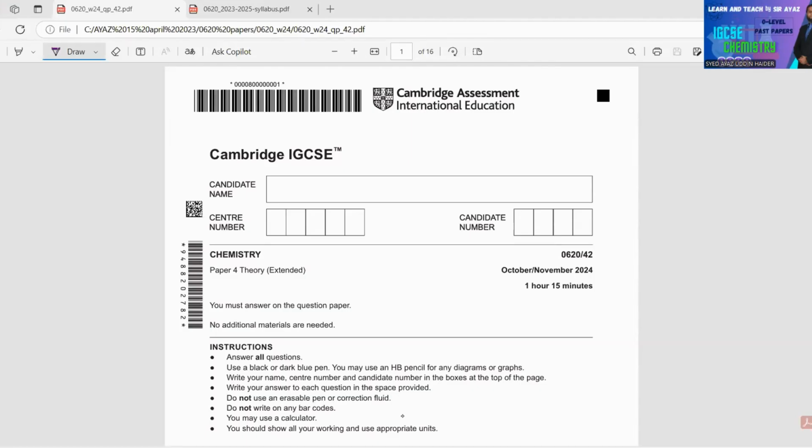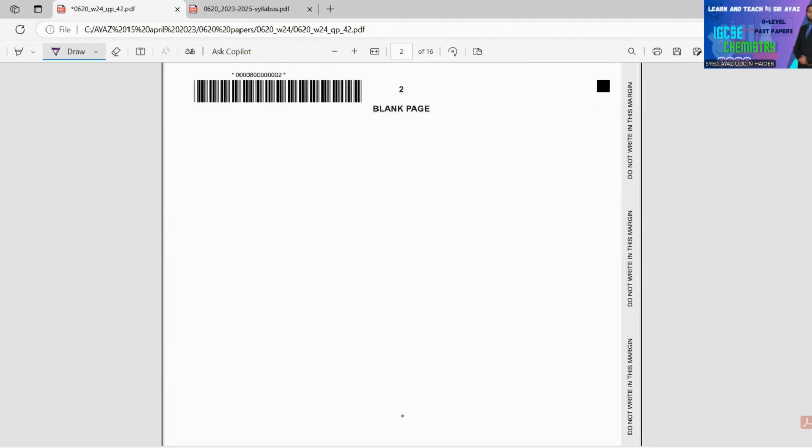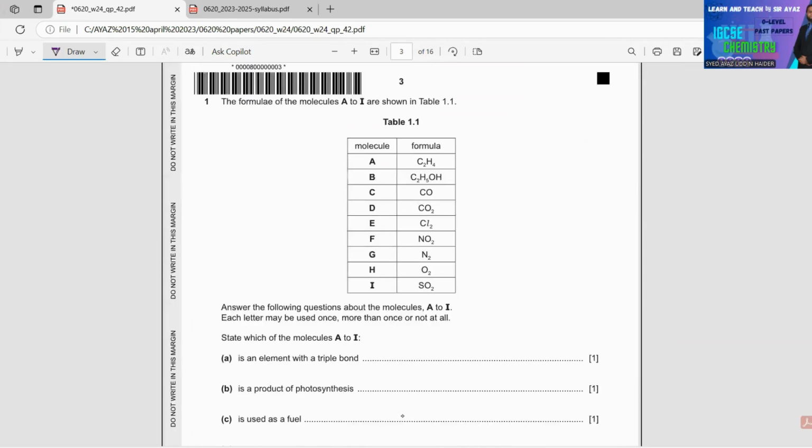So I was doing O-level past papers and I've started IGCSE Chemistry 0620, and I'm done with paper 41. This time I've selected paper 42, October-November 2024. I'm not going into the other details of this paper, so I'm going to start the paper straight away. Question number 1.